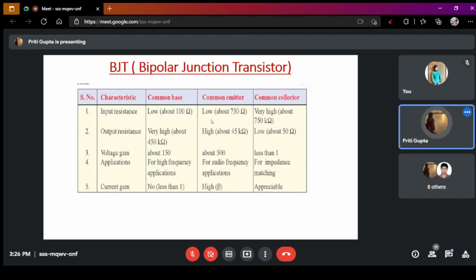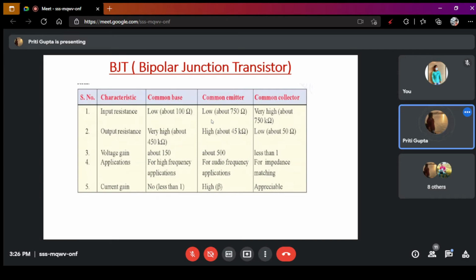Yes, shall we start? Okay. So these are some characteristics differences between CB, CE and CC. You can see input resistance is very low for common base, which is 100. Comparatively high from common base, in CE it is 750 ohm, but in CC it is very high, 750 kilo ohm. Output resistance is very high for CB, moderately high for CE, and very low for CC.